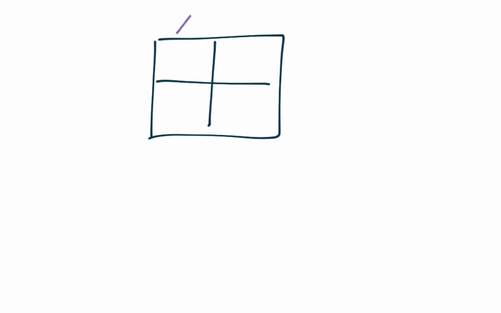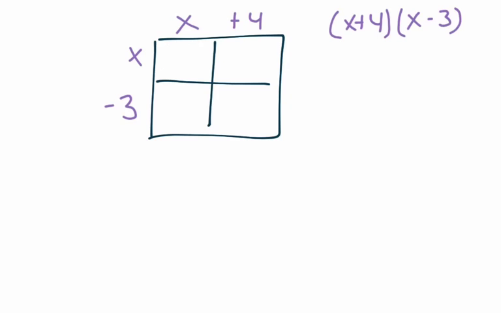So suppose you have x and then a plus 4, and then you have an x and a minus 3. So the problem is x plus 4 times x minus 3. We're treating these as base and height, and we're going to multiply these together and get the area. So x times x is x squared. X times 4 is 4x. X times negative 3 is negative 3x, and negative 3 times positive 4 is negative 12.